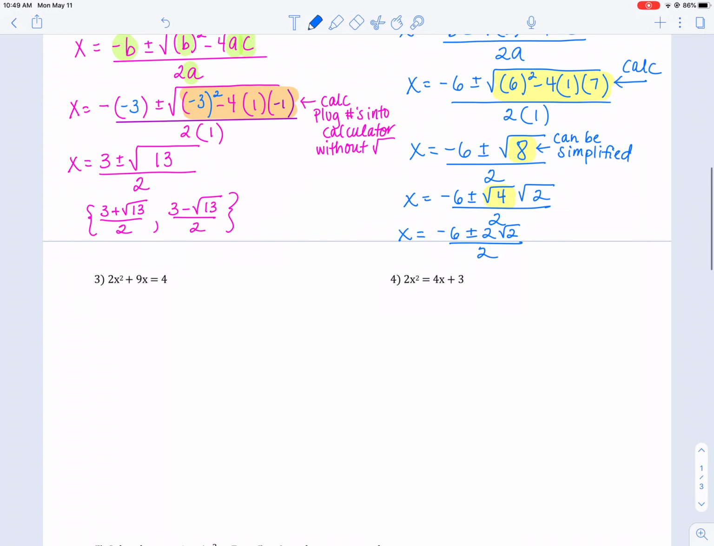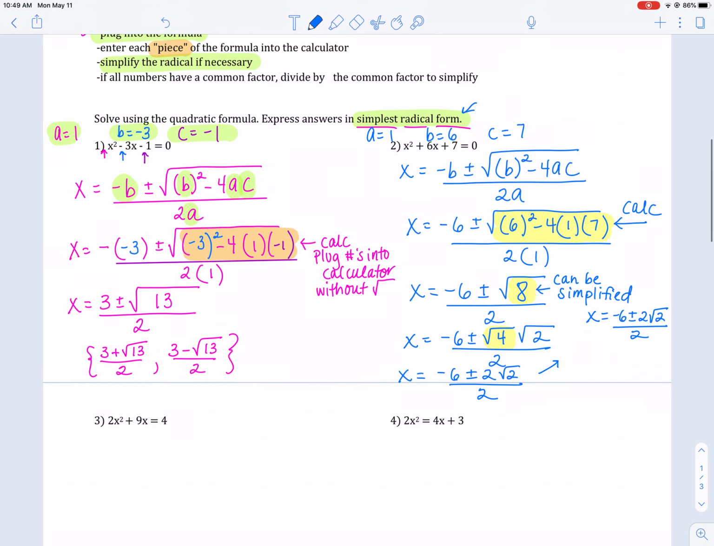Okay, so I'm going to put it over here so you could see it. X equals negative 6 plus or minus 2 radical 2 over 2. And now you see this little part here, which we haven't gotten to yet. If all numbers, no radical, have a common factor, you have to divide out that common factor.